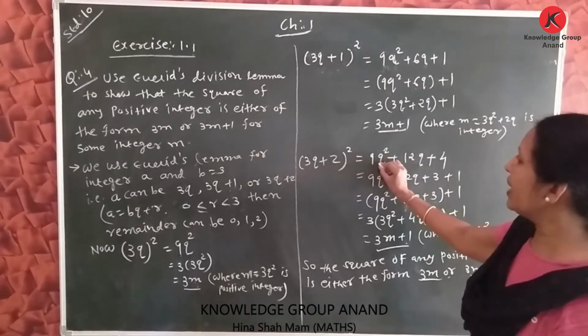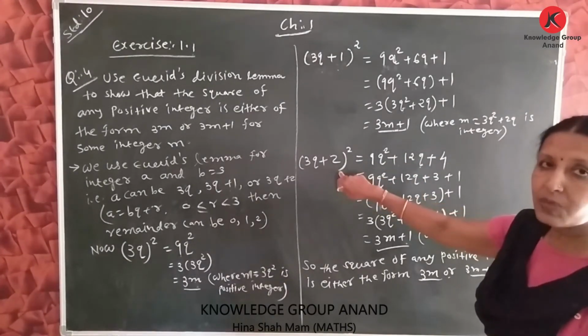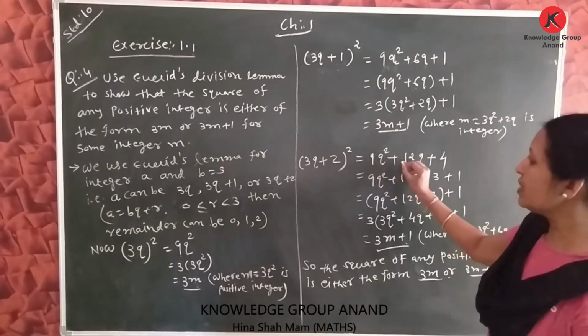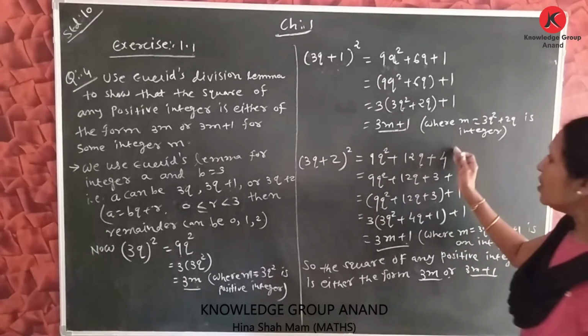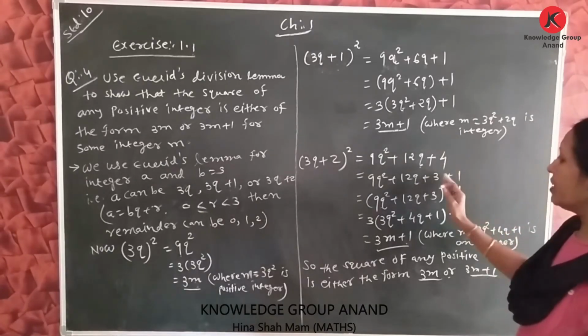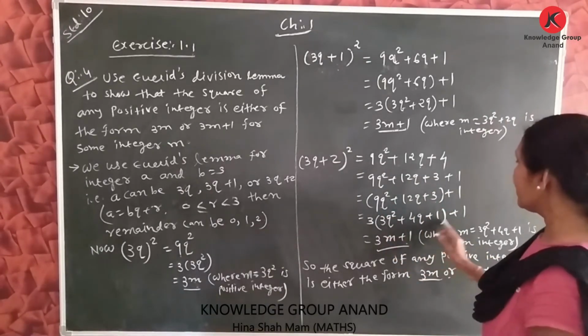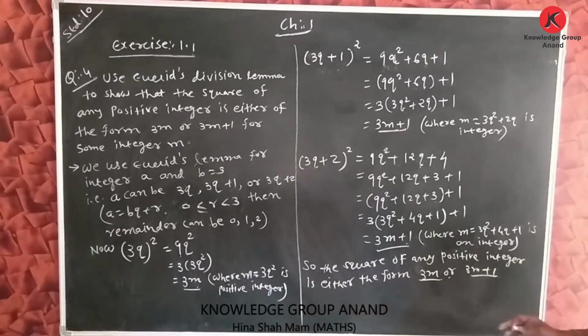3q plus 2 whole square is equal to 9q square plus 12q plus 4. Using a plus b whole square, 3q whole square is 9q square, plus 2 times 2 is 4, times 3 is 12q, plus 2 square is equal to 4. Now we write 4 as 3 plus 1. Then putting these three terms in the bracket, with common 3, we write it in the form of 3m plus 1. So the square of any positive integer is either of the form 3m or 3m plus 1.